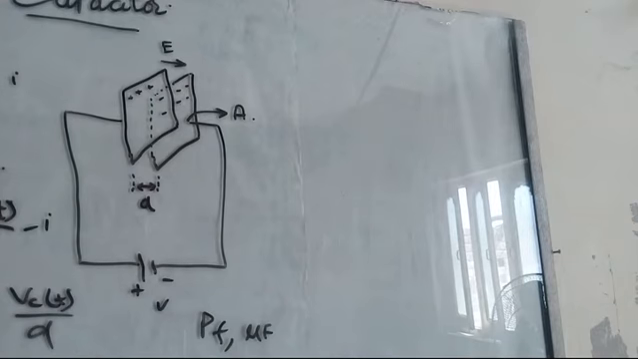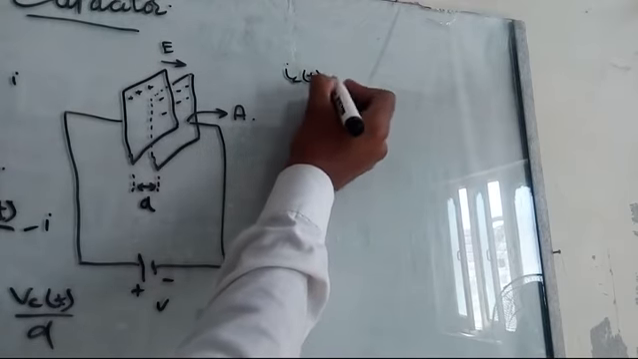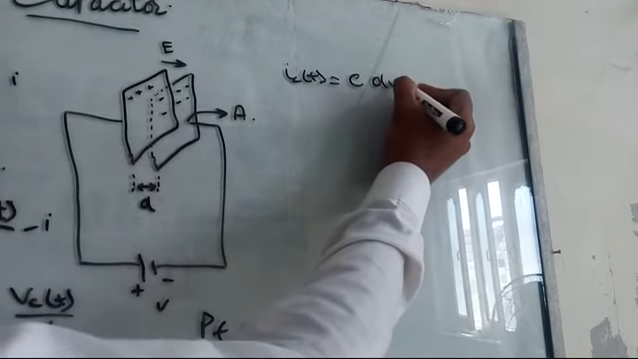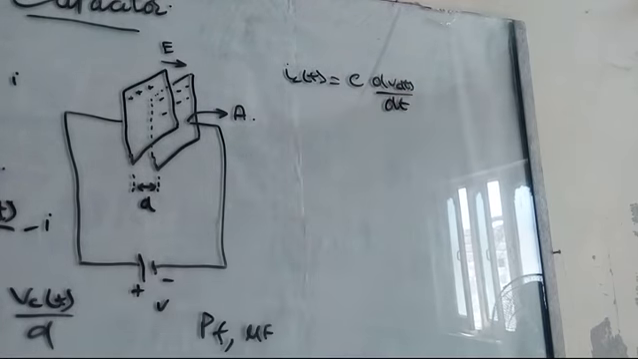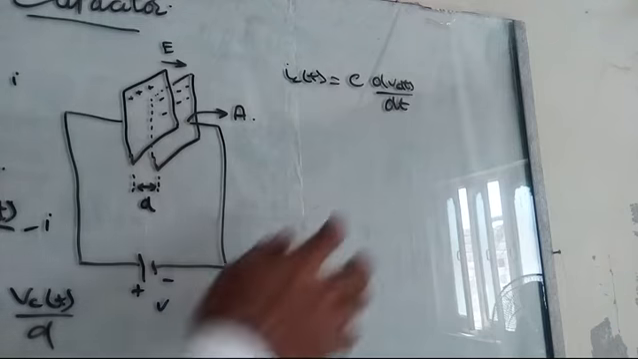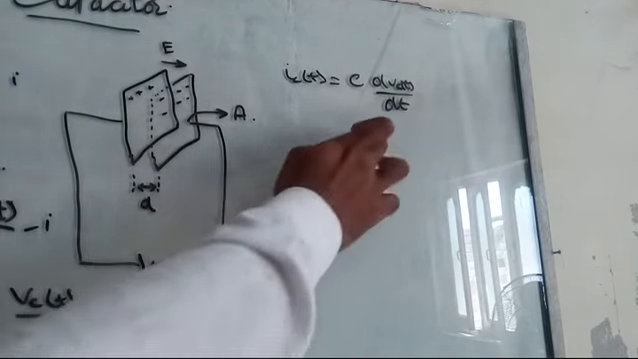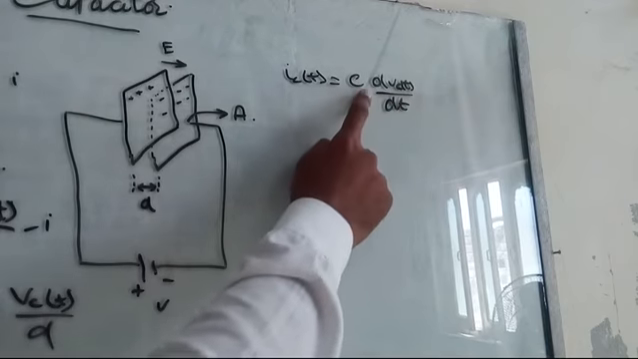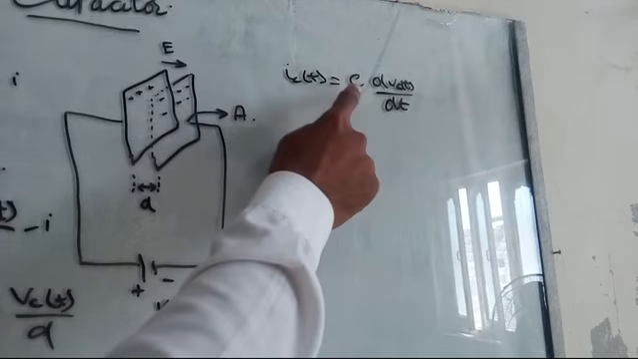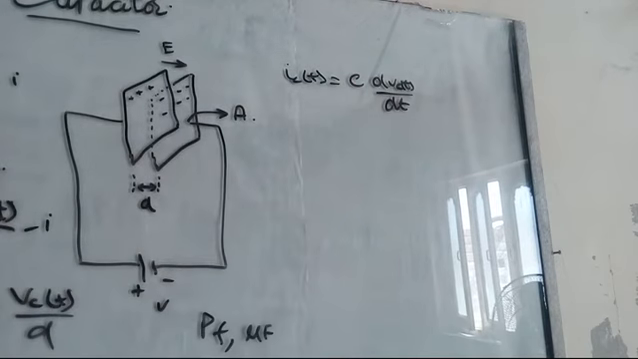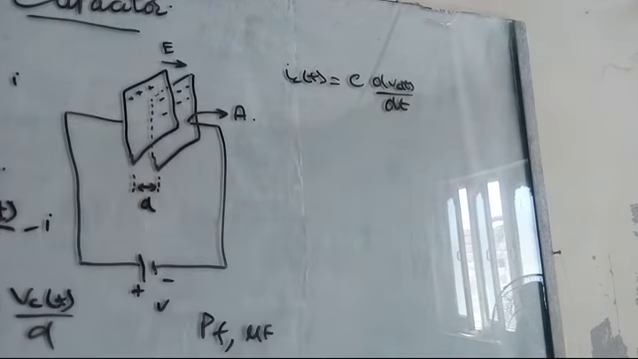The current of this capacitor, iC(t), is equal to C dVC(t)/dt. The current is the differential of the voltage across the capacitor. So this equation shows that if the voltage is varying with respect to time, then there will be a flow of current through the capacitor. If there are constant voltages, the differential of the constant will be 0, so the current will be 0.